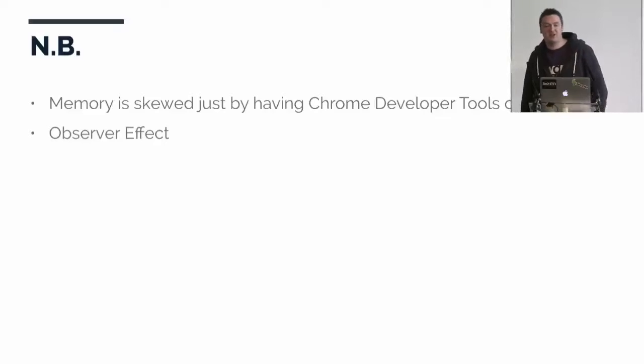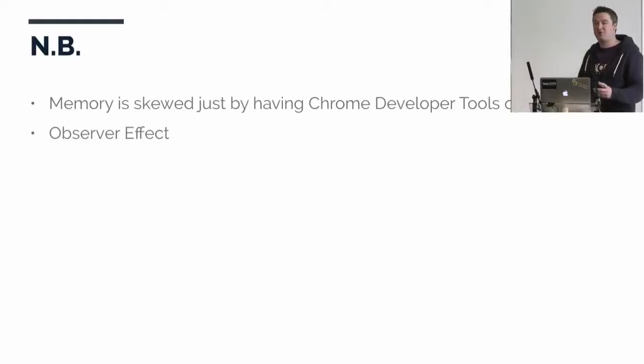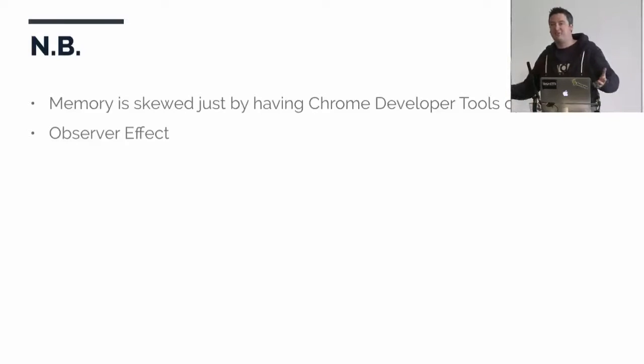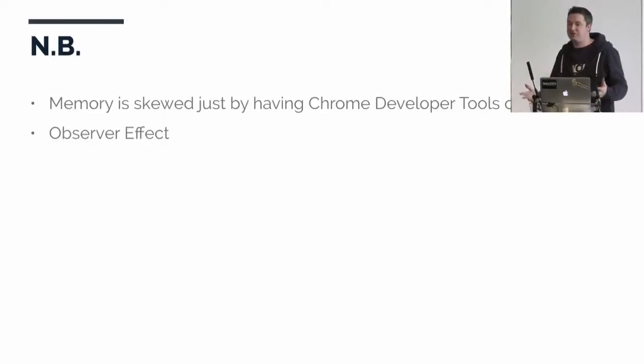The other problem is that Chrome Developer Tools itself just skews memory use, because obviously Chrome Developer Tools is using quite a lot of memory anyway. For me, I'm trying to guarantee to a customer that we will never use more than, say, 200 or 250 meg in this application. Testing that in Chrome Developer Tools, we instantly see that it goes way beyond that, because they take up their own proportion of memory. And then we also find that there's an observer effect as well.